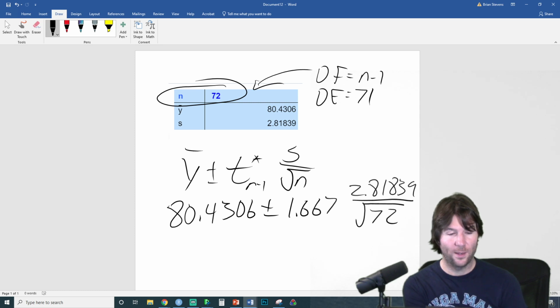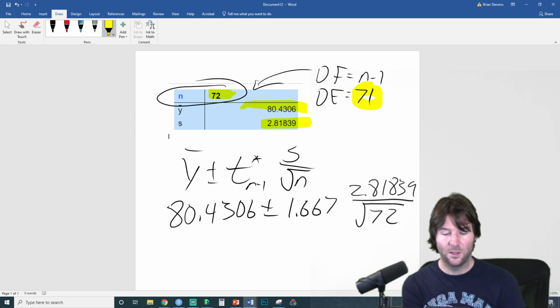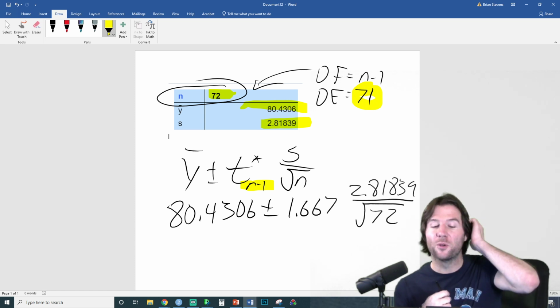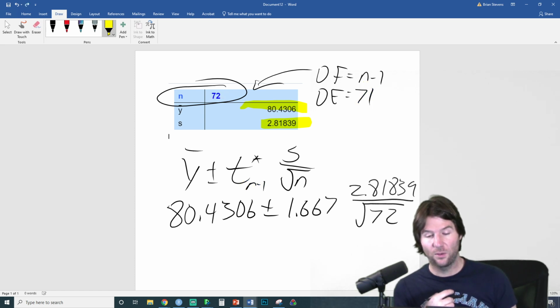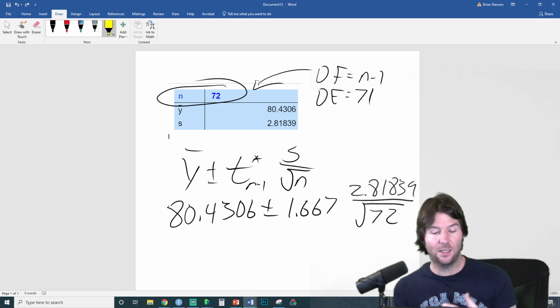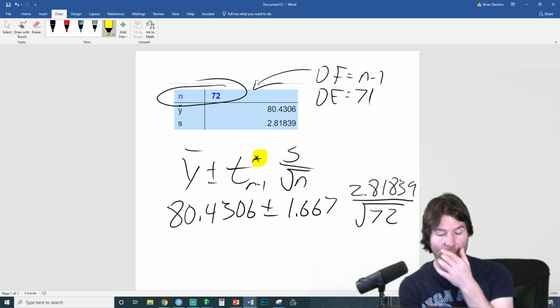If you notice, y bar is the sample mean, and then we have the standard deviation, the sample size, and the degrees of freedom. Now the degrees of freedom don't get multiplied, they're just used to go to the t-distribution and tell you the t-score related to those degrees of freedom. So there's a calculation middle step. You use them to get the t-score. The star right here means you get to pick the t.